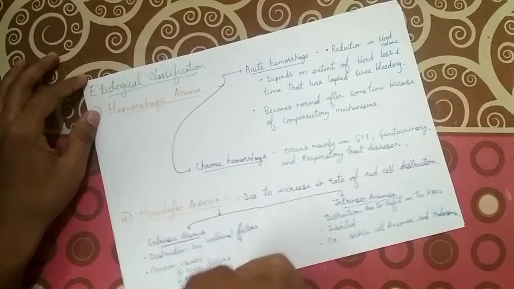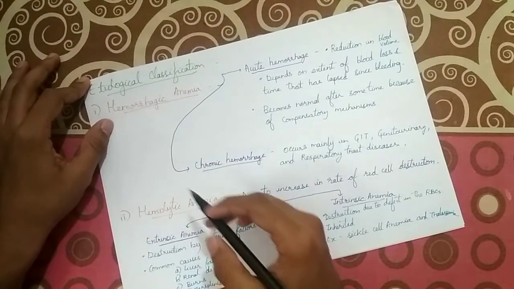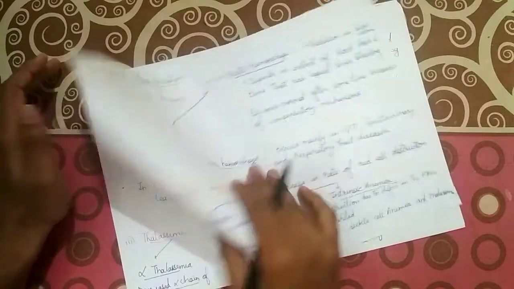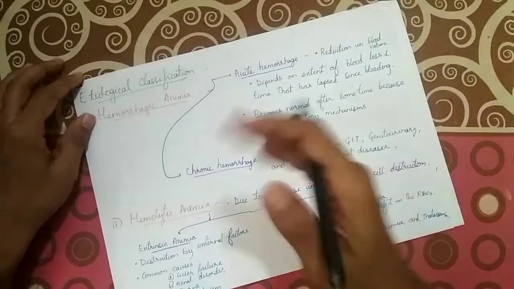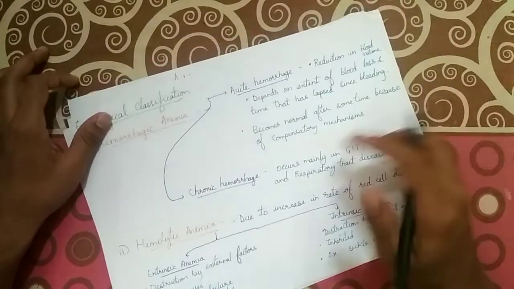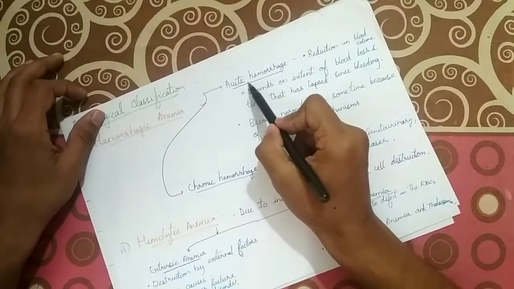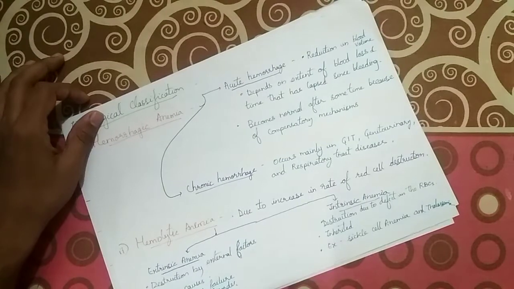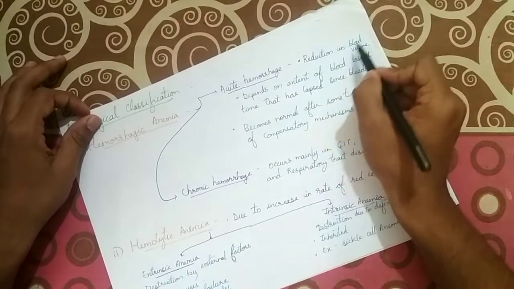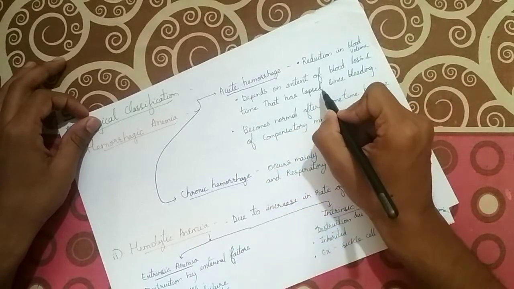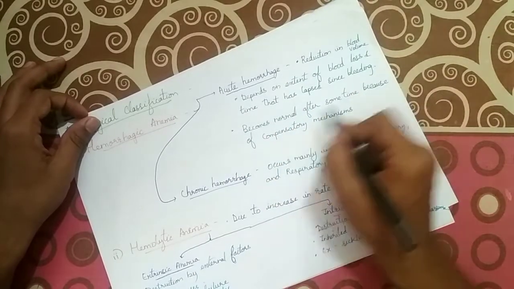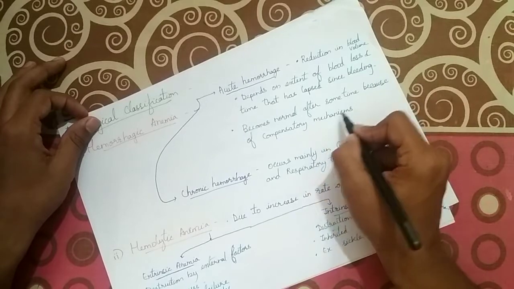Under the etiological classification, it can be divided into hemorrhagic anemia, hemolytic anemia and aplastic anemia. So let's talk about the hemorrhagic anemia. It can also be divided into two parts, acute hemorrhage and chronic hemorrhage. Acute hemorrhage, reduction in the blood volume depends on extent of blood loss and bleeding time that has lapsed since bleeding. Becomes normal after some time because of compensatory mechanism.